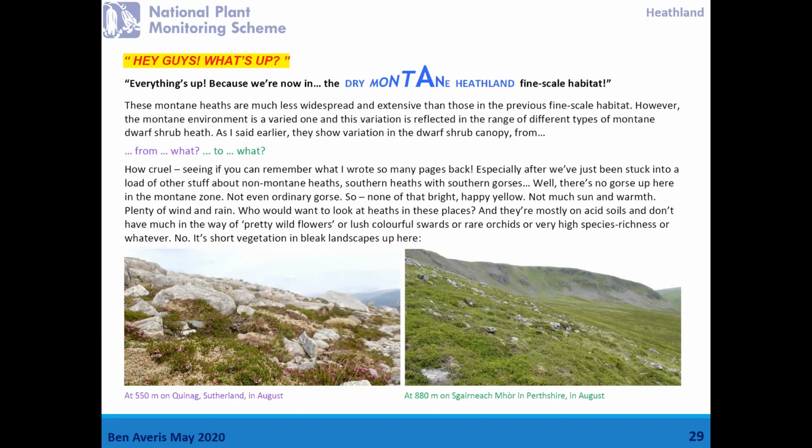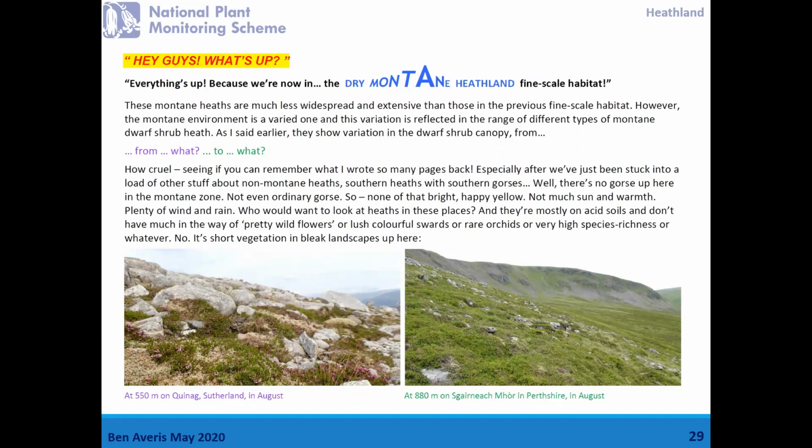And then there's a picture on the right of a sort of bilberry and crowberry type of heath high up in Perthshire. One can wonder, what is the kind of variation that we can get in the dwarf shrub canopy, as I've said there in that coloured writing, that these kind of montane heaths can show variation in the dwarf shrub canopy from one thing to another.